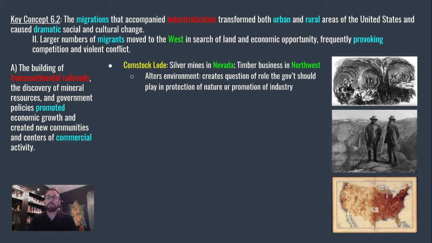Remember, we are in a period of relative lack of regulation, so that means that for part of the time, they're promoting industry. Later on, once we get into the Progressive Era, we're going to get into an era where more protection is provided by the government.